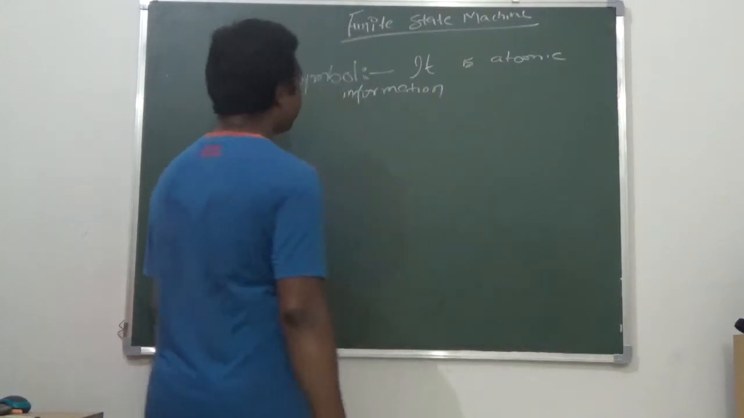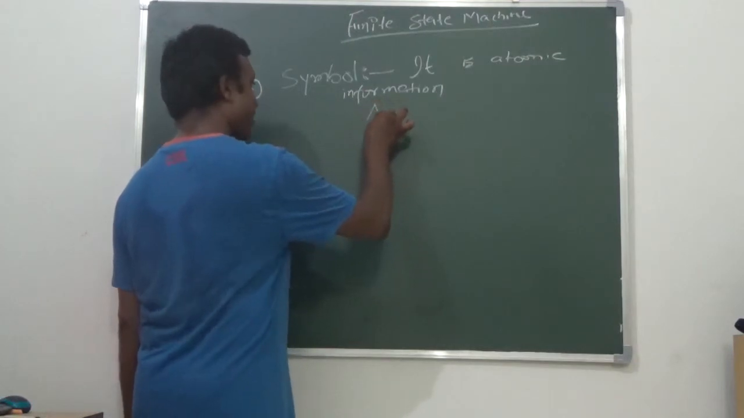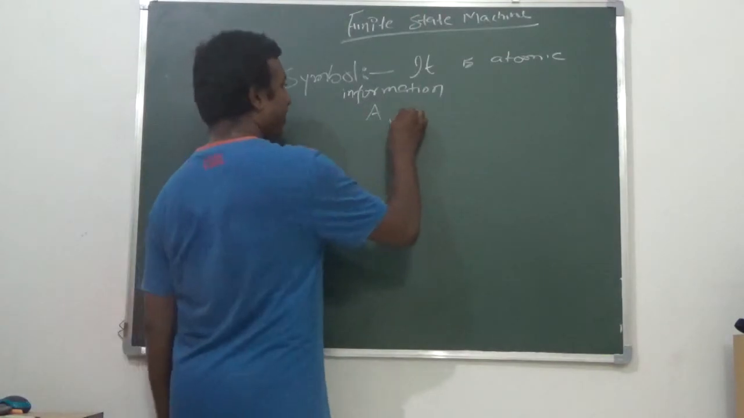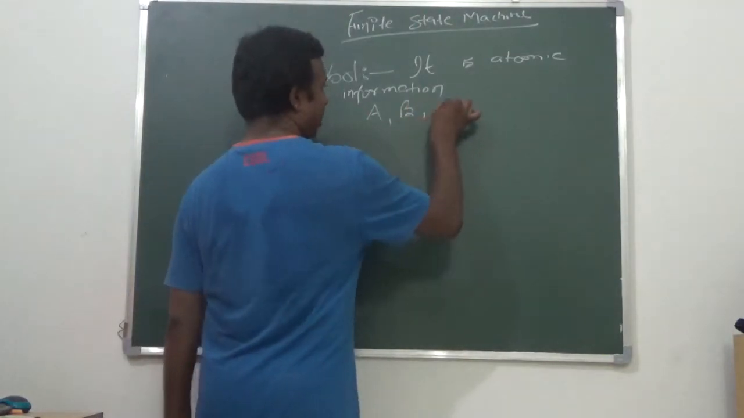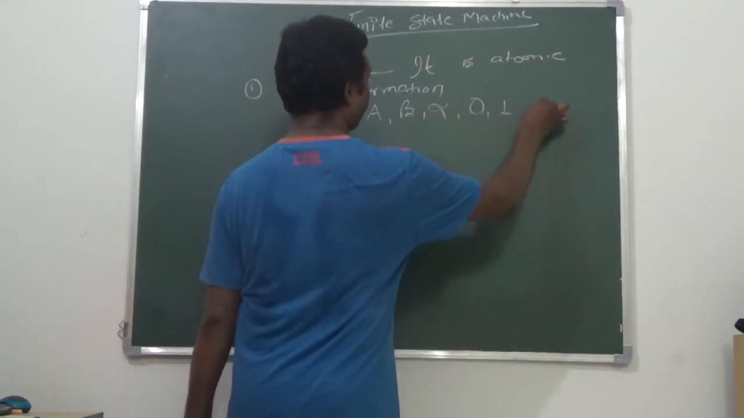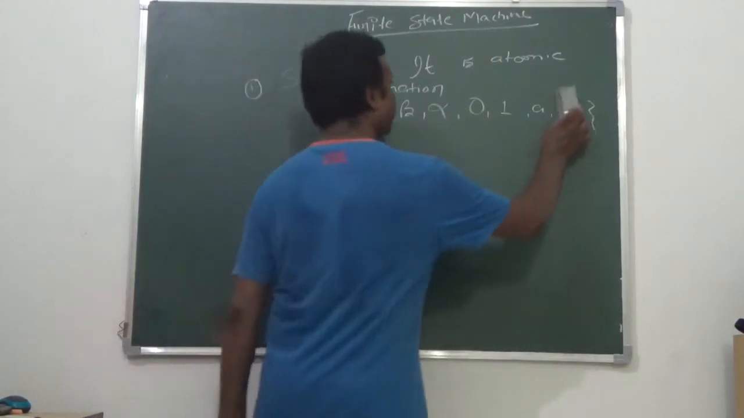Okay, so it's basically the atomic information. Like we can say A, it is a symbol, we cannot divide it further. B, it is a symbol. Alpha, it is a symbol. 0 is a symbol. 1 is a symbol. A is a symbol, and so on. So these are like symbols.